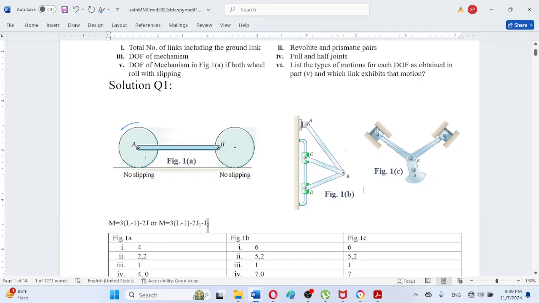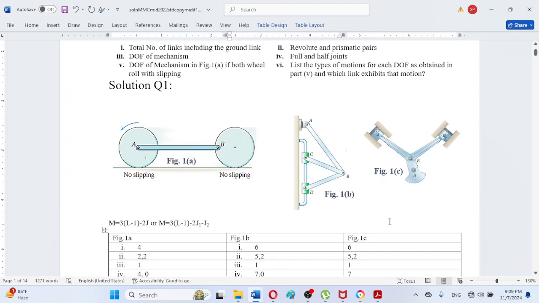In figure B, similarly, there are a total of 6 links, including the ground link. This is the first link, link AB is the second link, link CB is the third link, link DB is the fourth link, the slider at C is the fifth link, and the slider at D is the sixth link. Remember, this rod on which the sliders are mounted is a part of the ground. So there are a total of 6 links.